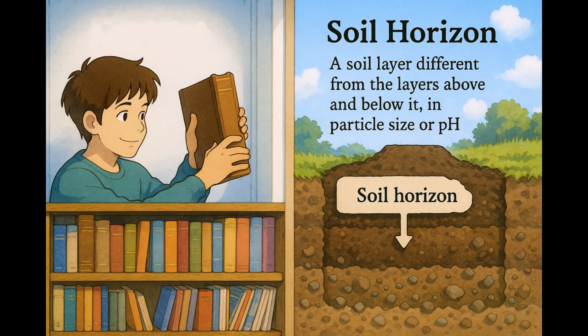This shelf is like a distinct soil horizon, where it stands out due to the difference in size and possibly the pH or themes of the books compared to the layers above and below it. Just as each shelf has its unique composition and purpose, soil horizons have distinct characteristics, such as particle size or pH, which differentiate them from the layers surrounding them, contributing to the soil's overall structure and function.